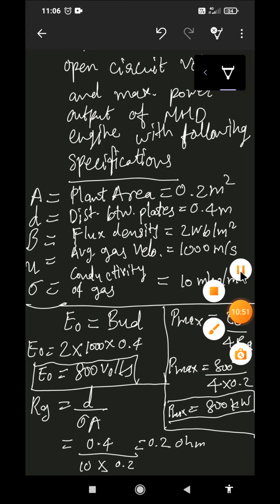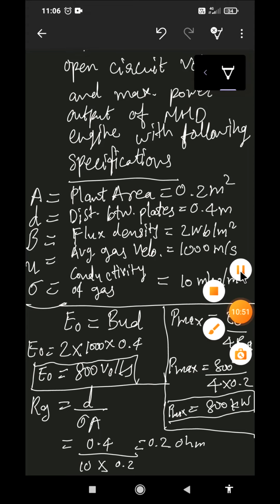Then high capacity MHD generators are possible as there is no limitation to the size of the duct. So the more capacity you want, you can build. The capital cost of MHD plants is estimated to be competitive with those of coal-fired and steam power plants. So this capital cost is competitive, meaning it is more or less the same as the coal power plant. So it is also an advantage.